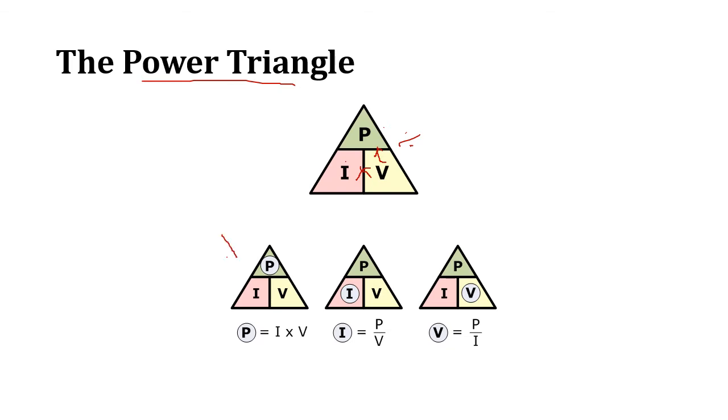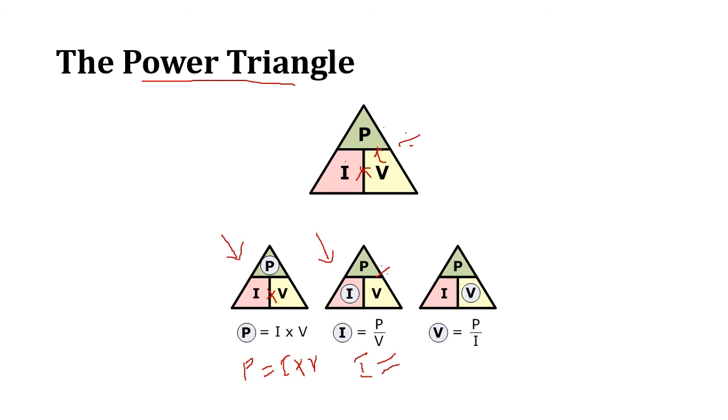From this triangle I can simply find the power P. P will be equal to, here there will be multiplication between I and V. Therefore P is equal to I into V. So this is the first relationship. In the same way we can find I. I will be equal to, as I said earlier, not multiplication, sorry, division. There will be a division between P and V.